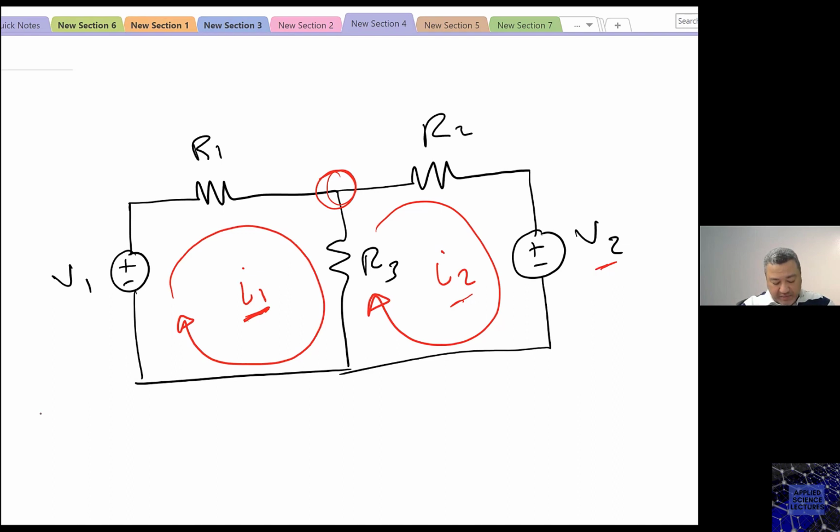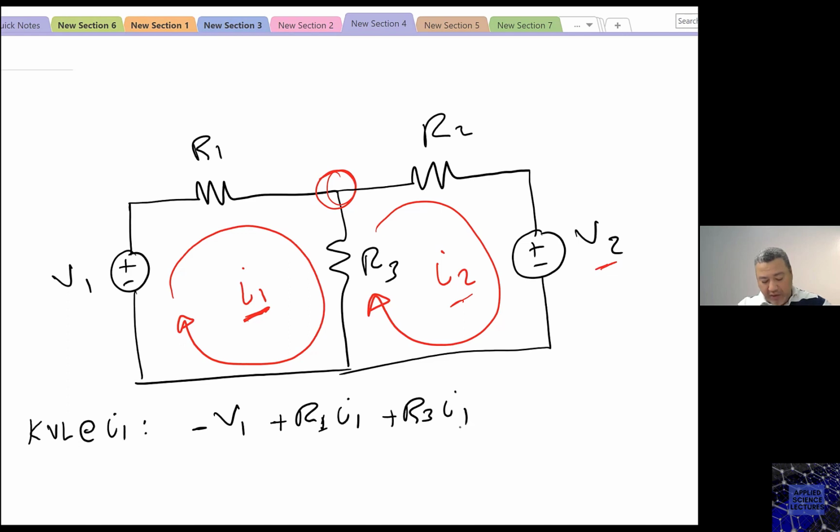I will write my KVL equations such that at mesh number one, as long as this current is entering the negative, I will write this as minus V1. That's why I said it is KVL based. Now, this I1 is entering into R1, so I will write it as R1 I1, right? And this I1 is also entering into R3, so I will write it as plus R3 I1.